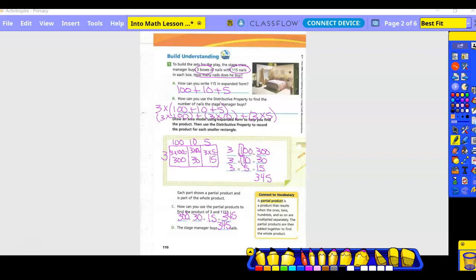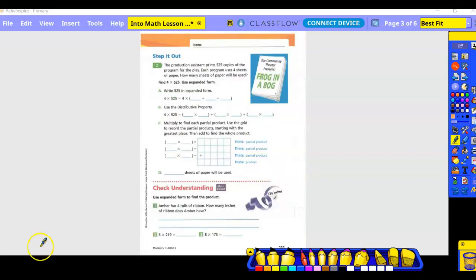A partial product is a product that results when the ones, tens, hundreds, and so on are multiplied separately. The partial products are then added together to find the whole product. Step it out. Number 2. The production assistant prints 525 copies of the program for the play. Each program uses 4 sheets of paper. How many sheets of paper will be used?